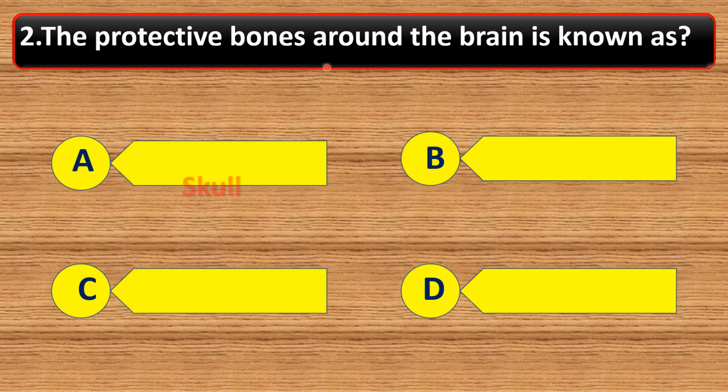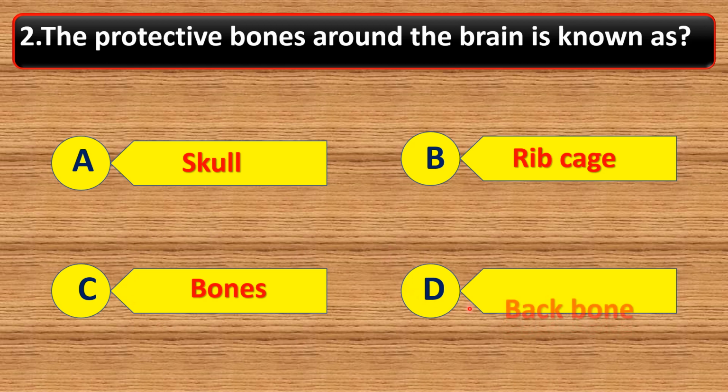The protective bones around the brain is known as option A skull, option B rib cage, option C bones, and option D backbone. The right answer is option A, skull.